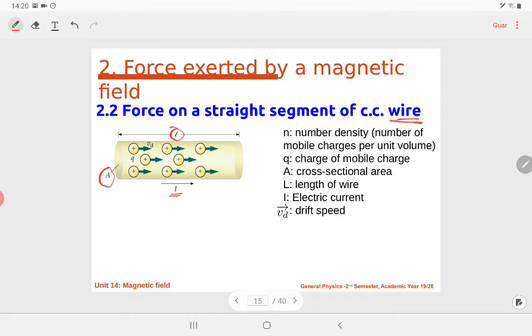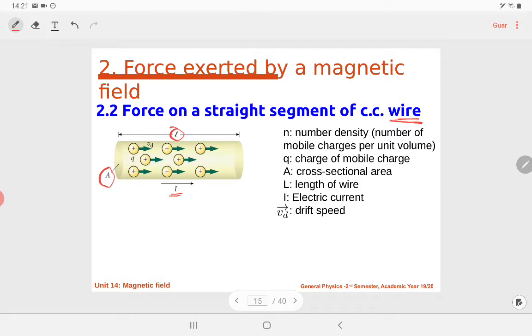And if you remember our discussion of Unit 13, we said that in reality each particle is moving at a different speed, and they are accelerating and interacting, stopping when they interact with the ions of the net.